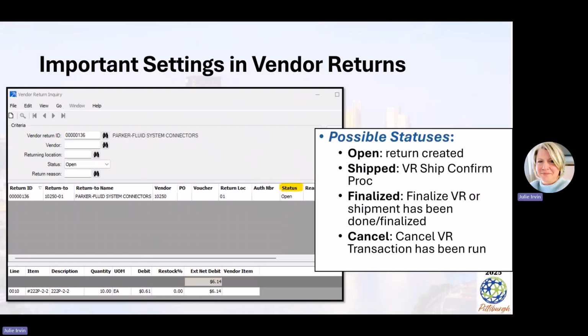It might say shipped, which means that it was processed through a vendor return shipment confirmation process. It might say finalized, which means that the return was finalized during the shipment, or finalize vendor return transaction has been run. Or it might say canceled, which means that cancel vendor return transaction has been run against the returns.